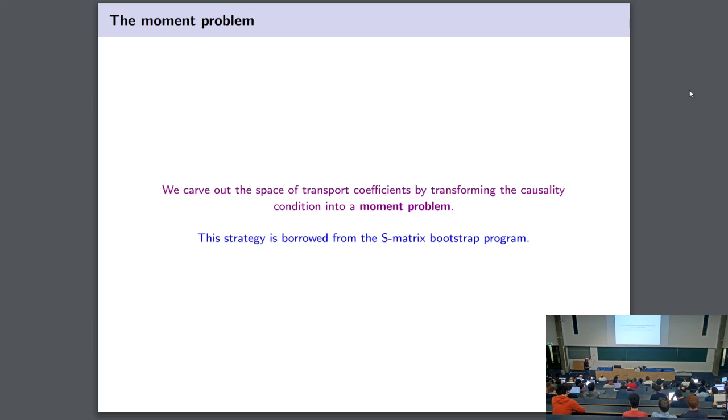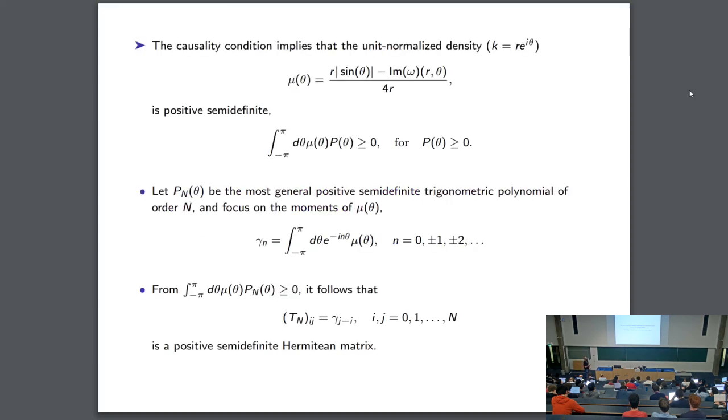I have to mention that we learned this strategy from the S-matrix bootstrap program. So in the end, what we have to do is to take the causality condition, construct a unit normalized measure, and focus on the moments of such measure. From the positive semi-definiteness of this measure, we get to the conclusion that this moment matrix, of which there is an infinite number, also has to be positive semi-definite. Now, the measure follows from the causality condition.